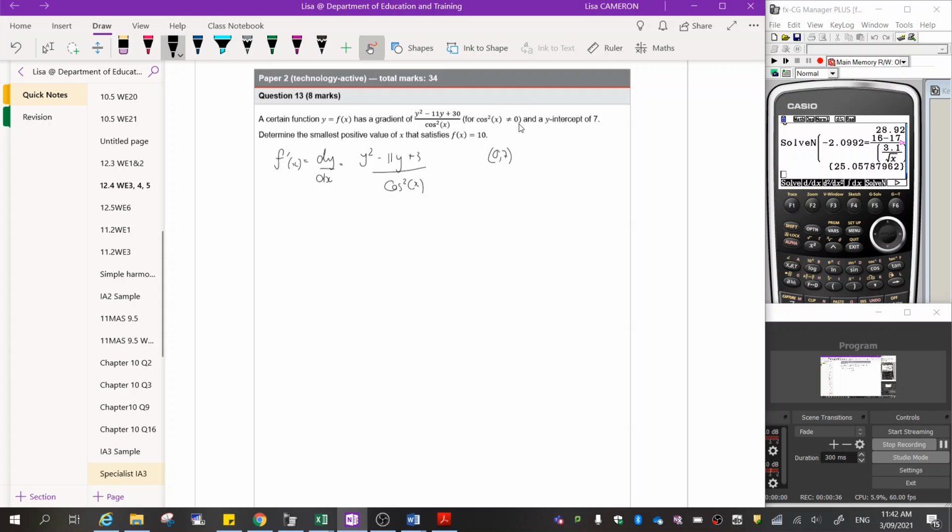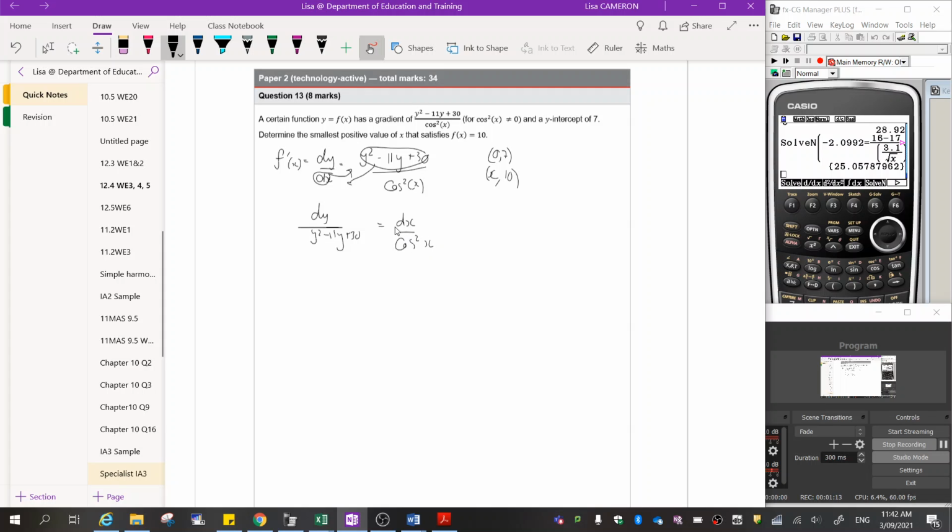Determine the smallest positive value of y that satisfies this function. So that means we're going to try and find x when y is at 10. Okay, perfect. So straight away I can see that I've got y's, I've got x's. I want to split them up to put them back where they go. So I'm going to take this one up here, and I'm going to take this one down there. That's going to give me dy over y squared minus 11y plus 30 is equal to dx over cos squared x.